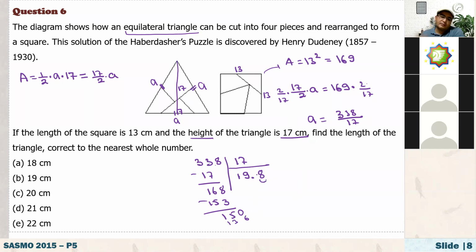Greater than 4. That means that if you round off this number to the nearest whole number, that's equal to 20, right? So the answer is 20. Because in the question it says to leave your answer correct to the nearest whole number. Nargis, did you understand now? Yes. Yeah.